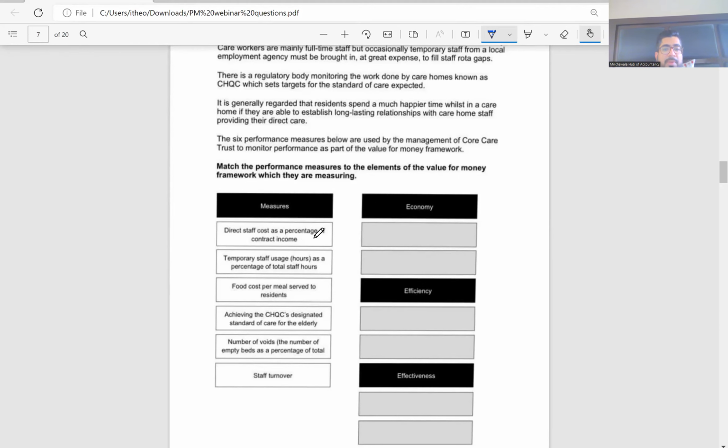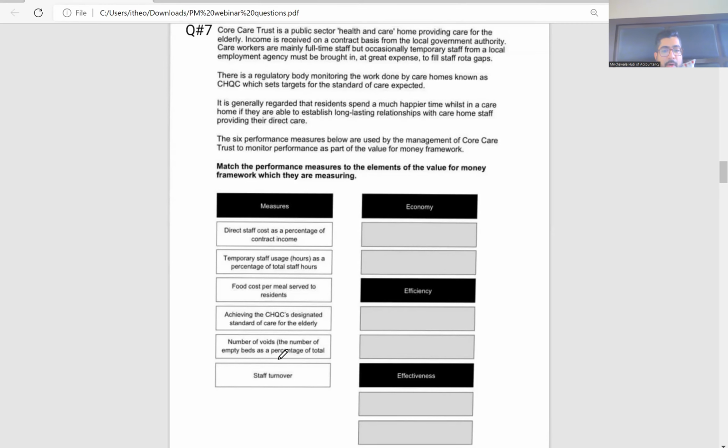Direct staff costs as a percentage of contract income. Temporary staff usage hours as a percentage of total staff hours. Food cost per meal served to residents. Achieving CHQ's designated standard of care for the elderly. Number of voids, the number of empty beds as a percentage of total staff turnover. Okay, so there are 6 things mentioned.